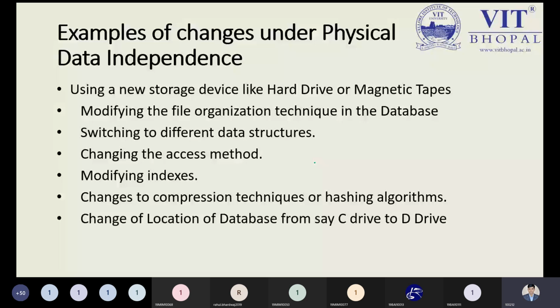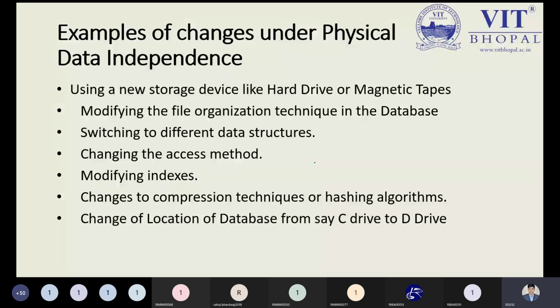Okay. So changes to the compression technique or hashing algorithm. I think in data structures you have studied the hashing algorithm. Okay. So in the hashing technique, if you try to compress something, then your actual information will not be changed. Like you have a huge amount of database. You try to compress your information to keep it in a shorter way, in the normal size. Then your actual information will not be changed. So this is also another example.